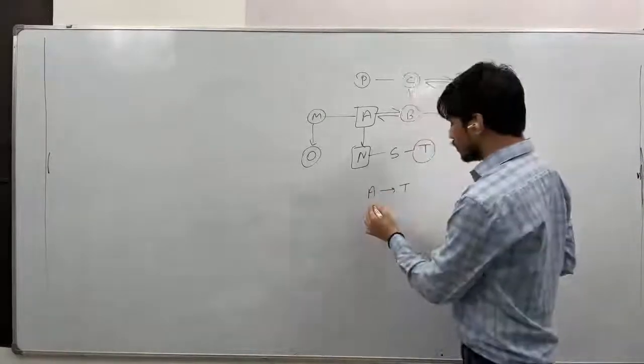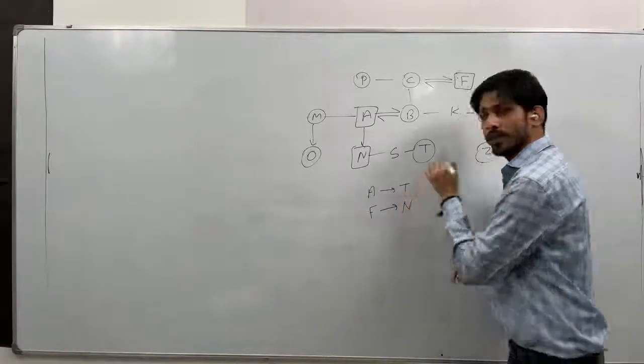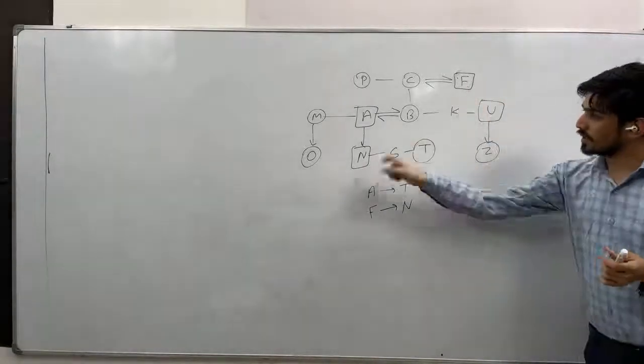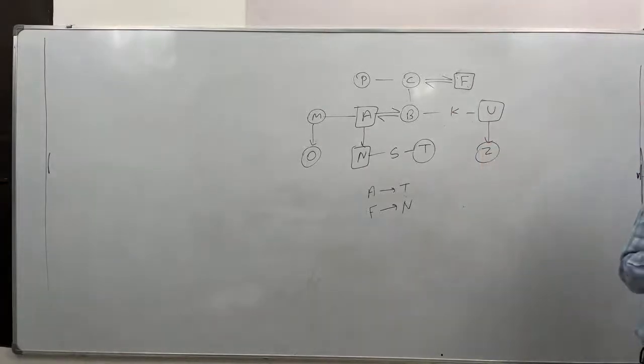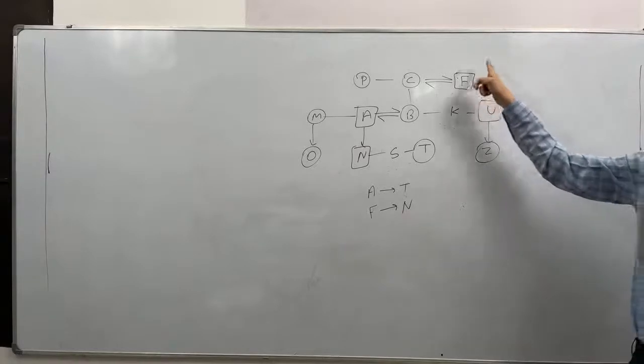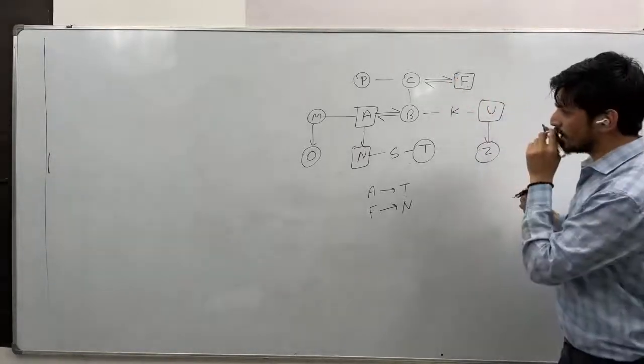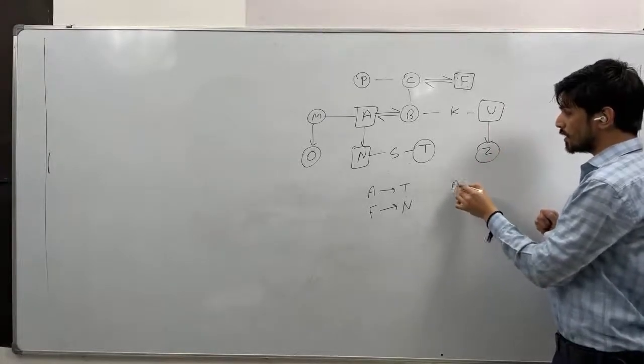Next, if I ask you, who is F for N? Who is F for N? F, where is F? Maternal grandmother. Grandmother or grandfather? This is a male character. Pay attention. If this is squared, it means maternal grandfather. Clear? Okay. Next one, if I ask you, who is A for O?